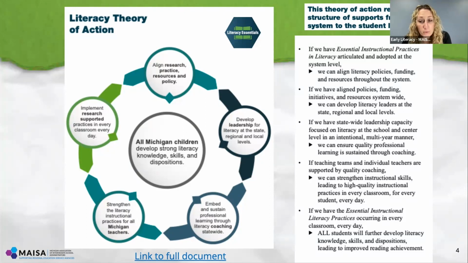But what this also represents is that we all need each other in order to make this happen, that each piece of this circle is really important and wraps around the children that are in front of us. So as we continue in this space, you might be considering who else you need to talk to. Like you see that we have research and practice needs to be aligned to policy.